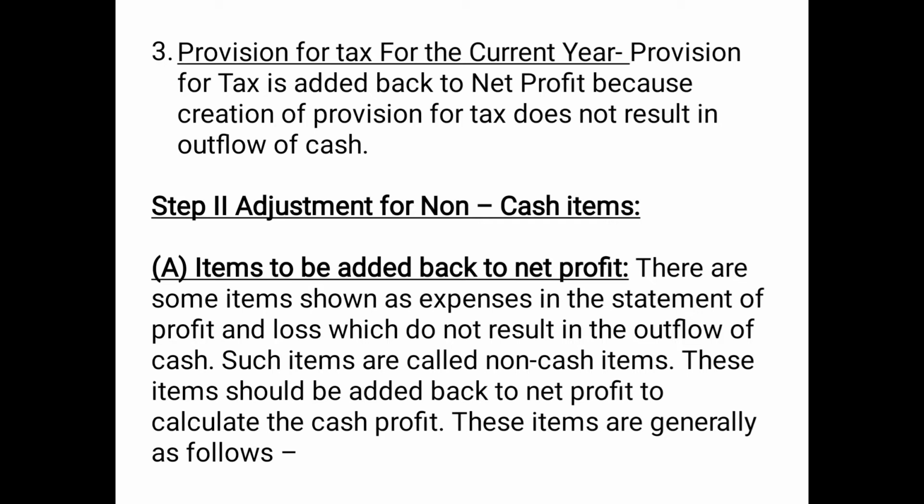There are some items shown as expenses in the statement of profit and loss which do not result in the outflow of cash. Such items are called non-cash items, means those items which are deducted but they are not cash in nature. So these will be added back. These items should be added back to the net profit to calculate the cash profit. So these items are generally as follows.